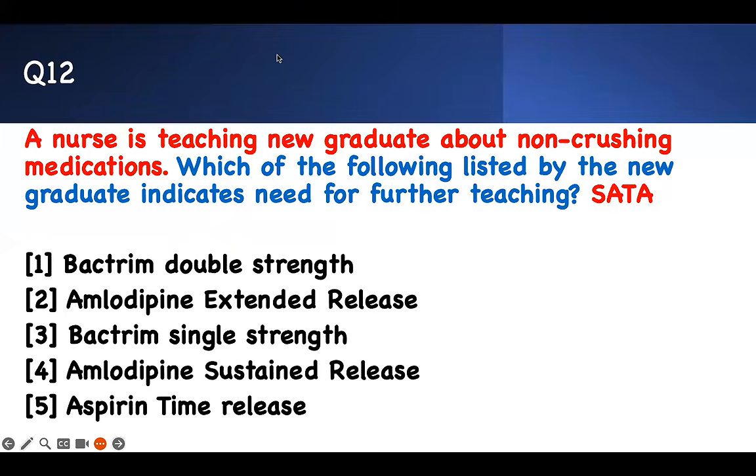Number 12. And this is teaching a new graduate about non-crushable medications. Which of the following listed by the new graduate indicate need for further teaching? That means you're teaching the new graduate about medications you should not crush. So which one of these, if listed by them, indicate they don't understand? Bactrim double strength is crushable, so this is no. Amlodipine extended release medications are not crushable.